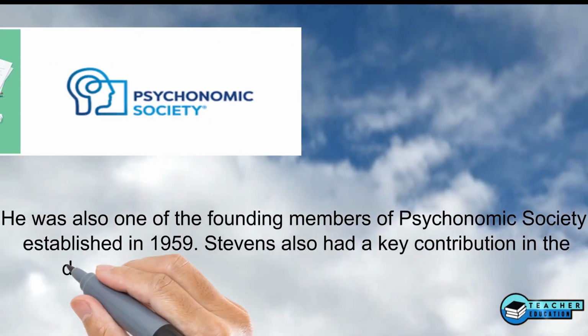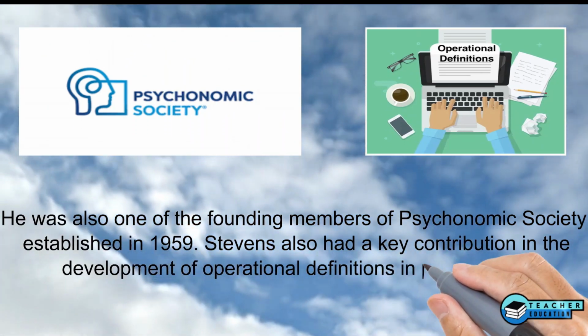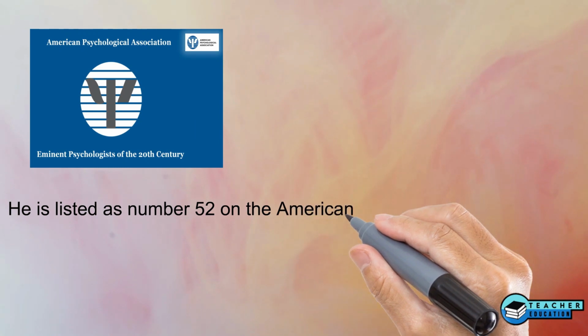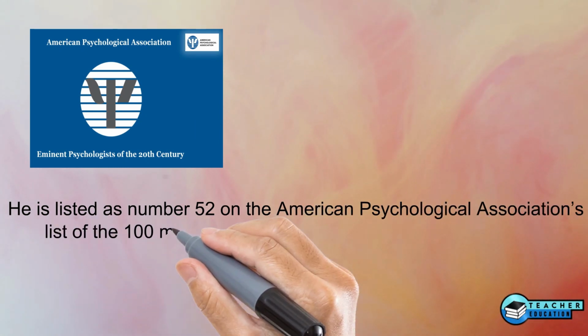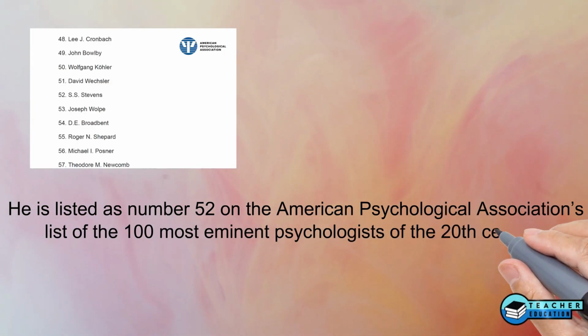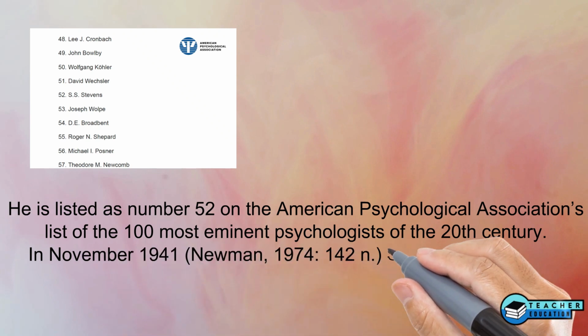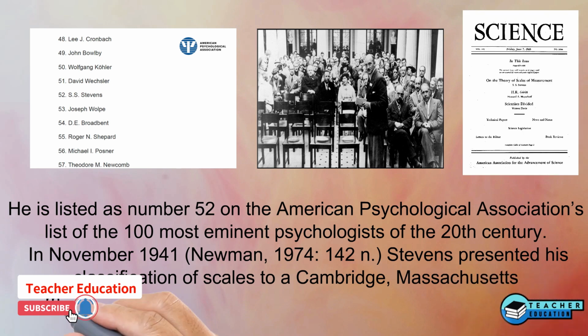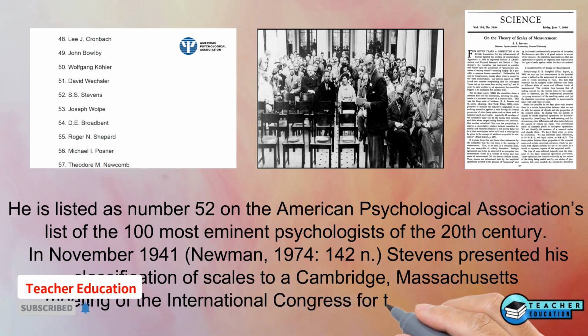Stevens also had a key contribution in the development of operational definitions in psychology. He is listed as number 52 on the American Psychological Association's list of the 100 most eminent psychologists of the 20th century. In November 1941, Stevens presented his classification of scales to a Cambridge, Massachusetts meeting of the International Congress for the Unity of Science.